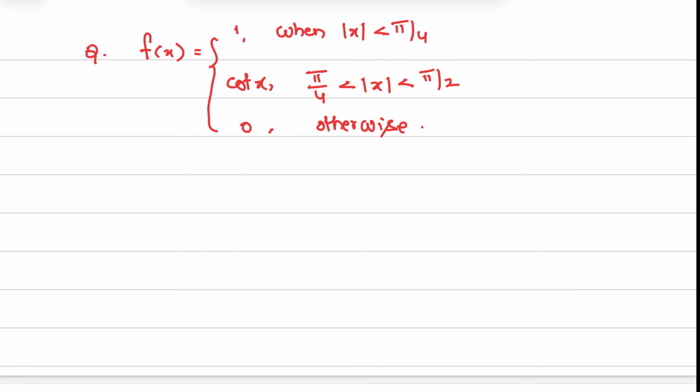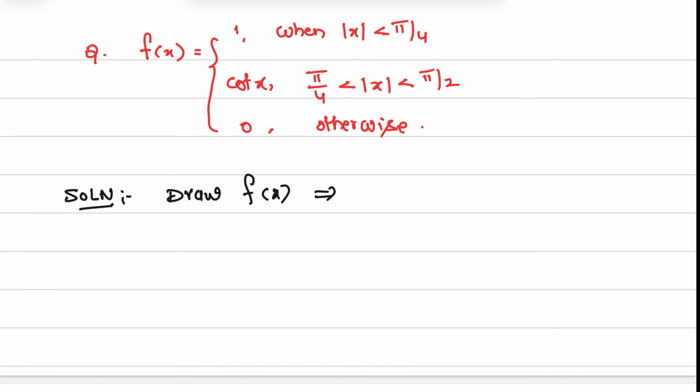Now, whenever you get a problem like this, it is better to draw the original function f(x) and understand from it what is required. Let us draw. First step is, in the solution, draw f(x). How to draw the function f(x)? f(x) is equal to 1 when the absolute value of x is less than pi by 4.